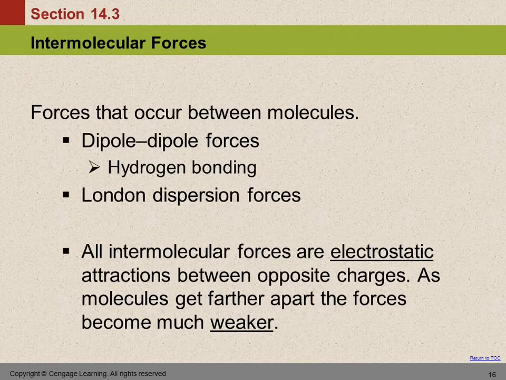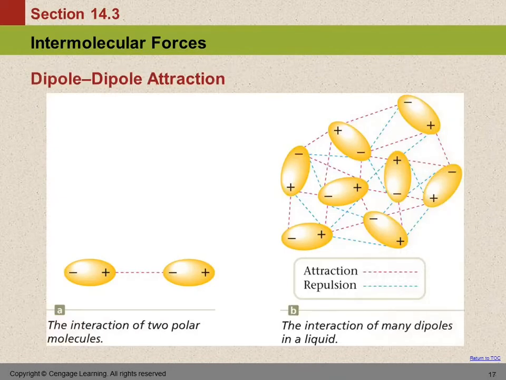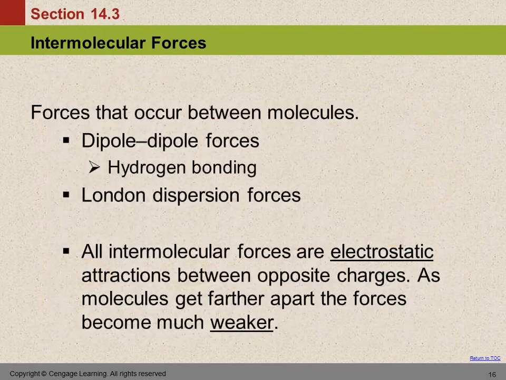Well, what are these forces? Let's make sure there's no pictures. Okay, no picture on that slide.